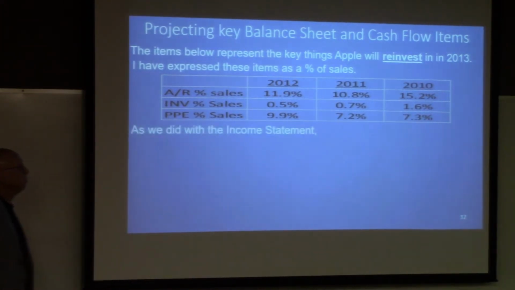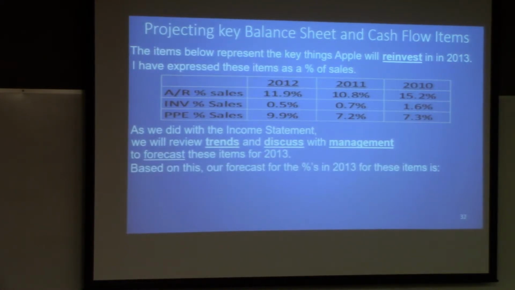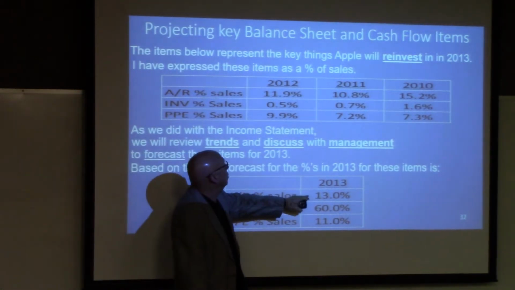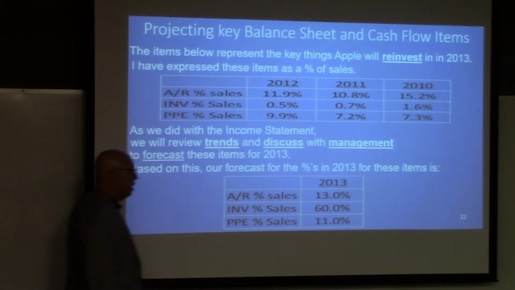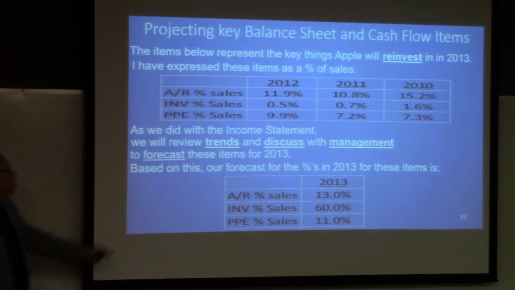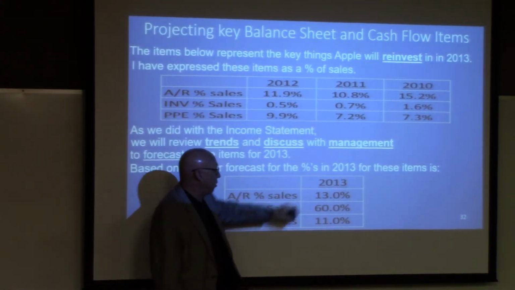That's our task. As we did with the income statement, we look at these trends, we discuss with management each line item, and then we're going to forecast each line item. And here's our forecast. After we've looked at the trends, after we've talked with management, this is what we think the line items are going to look like. 13% for accounts receivable. This is not 60%, it is 0.6%. Need to change that. And then PP&E is a percentage of sales, 11% in 2013. We looked at our trends, we talked with management, and we come up with our forecast.